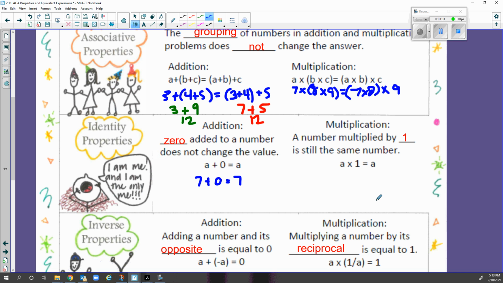7 is one of my favorite numbers. How about you? Don't we go to a school called 7? 7 something? 7 Lakes? 7 Lakes! Okay, here we go.